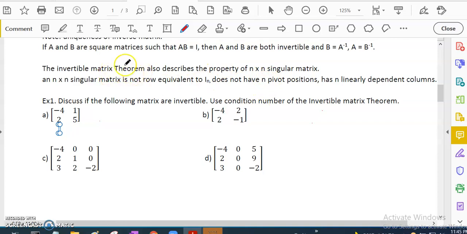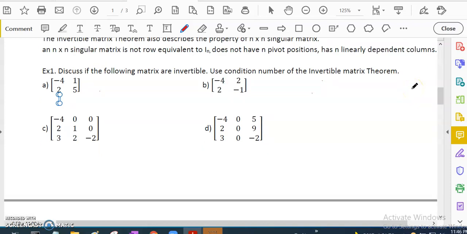The other thing I should mention is that the invertible matrix theorem also describes the property of singular matrices. That means if it is not invertible, then all of the other statements are not true, meaning you would not have independent columns and you will not have n pivot positions. So basically, these things are not true if it is not invertible. That is exactly what we're going to use.